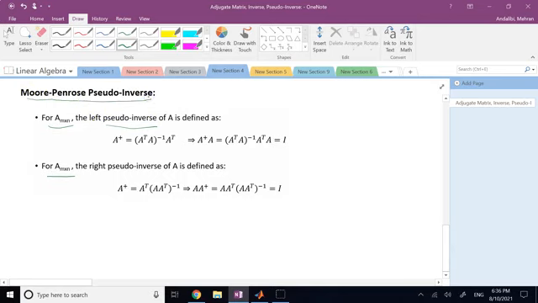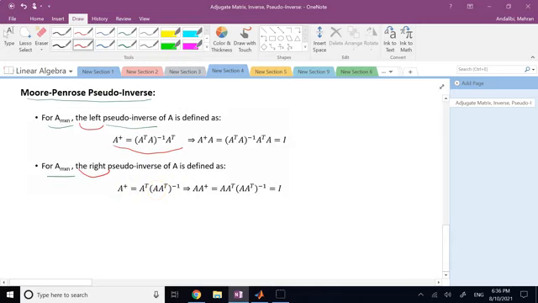And it has two versions because the order of product does matter in matrices. Here you have two versions of pseudo inverse. One of them is called left pseudo inverse, one of them is called right. The left pseudo inverse is defined as A transpose A, the whole thing inverse, A transpose. The right pseudo inverse is A transpose times A A transpose inverse.